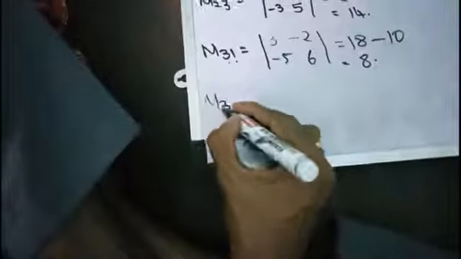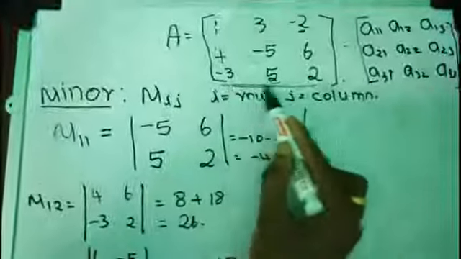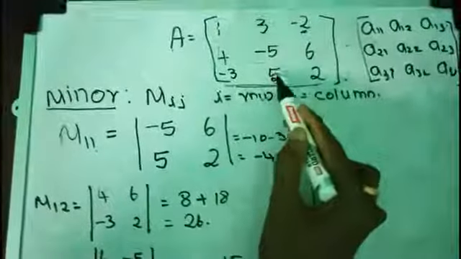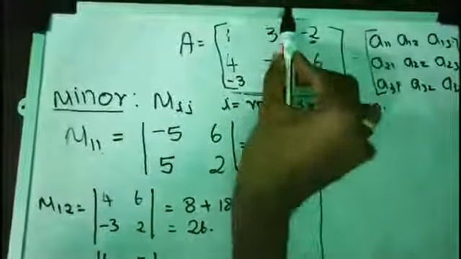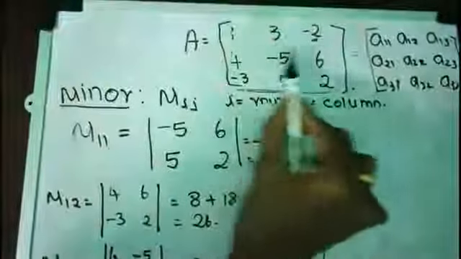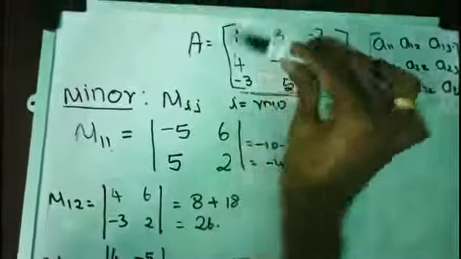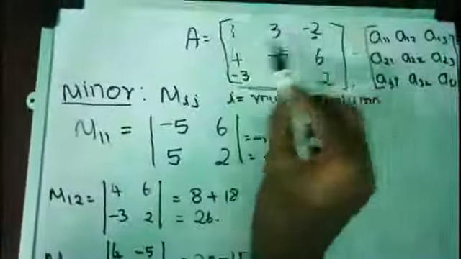And M32, same thing, third row, second column, the intersecting point is 5. So hide this third row and second column. Hiding the third row and second column, we get 1 minus 2 4 6.